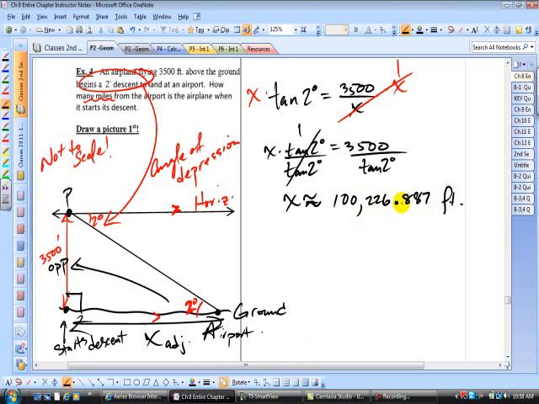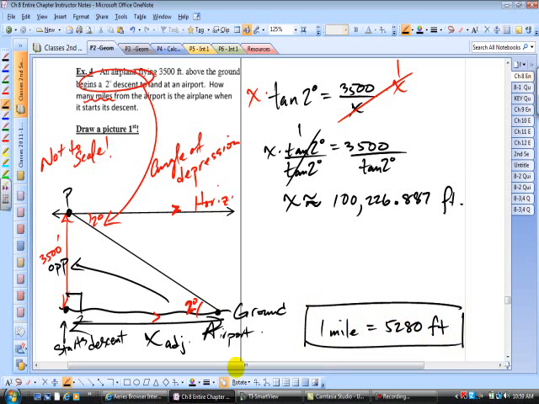Now the question, I heard a question in the back. The question is, why is it in feet? And the answer is because the height, the altitude, is in feet. And if the height is in feet, then x has got to be in feet. But we want the answer in miles. That's right. So who knows how many feet in a mile? Yeah, let's write that down. 1 mile equals 5,280 feet.